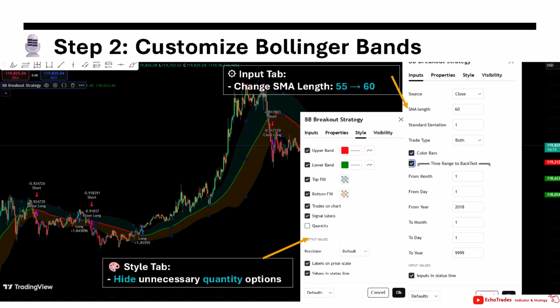Exactly. And then just for visual clarity, head over to the Style tab and maybe hide any unnecessary plots. Just keep it clean. It's all about focusing on what matters. Okay, cleaner view, SMA at 60. Got it. That deeper insight into why we adjust the SMA is really helpful, optimizing for that 15-minute pace.